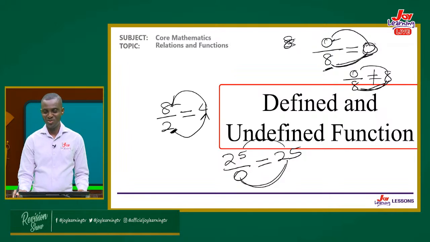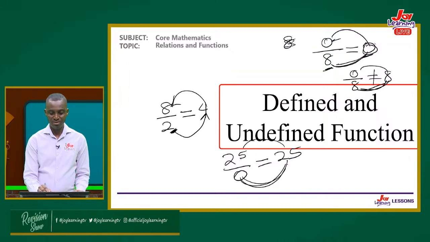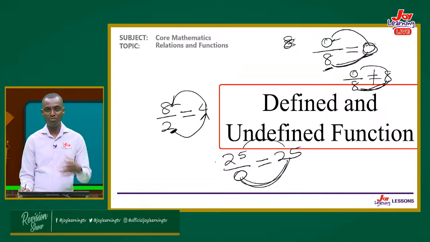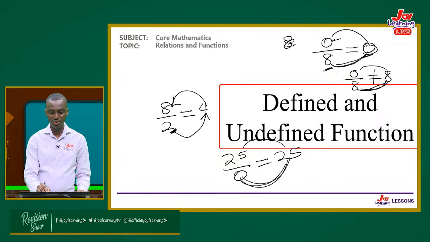No, it's not going to give me 25. You see, it's so real. 0 times this will never give me 25. 0 times 25 will give me 0. So it means putting 25 here will not work.